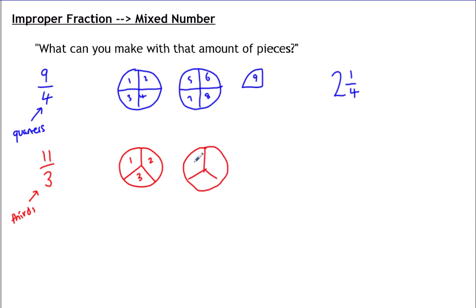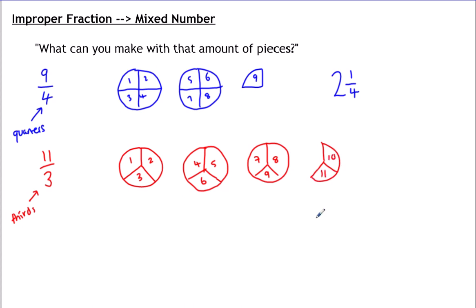Yes, because I can go 4, 5, 6. Do I have enough to make another one? Yes, because I can go 7, 8, 9. But do I have enough to make another whole? Not quite. I would need another 3, and I don't have 3 left over. I've only got 2. So all I can do with those last 2 pieces is put them into, well, as close as I can get to a circle.